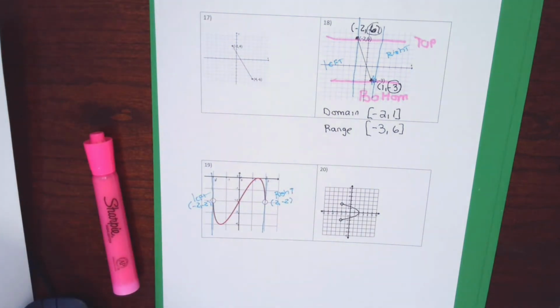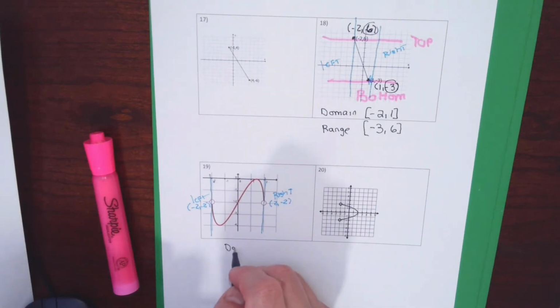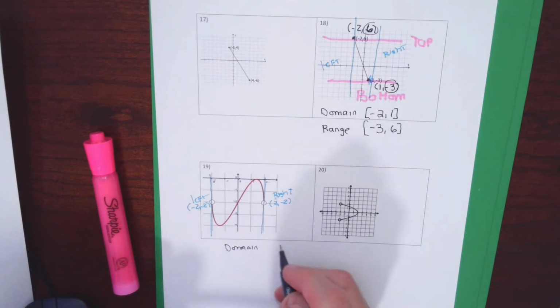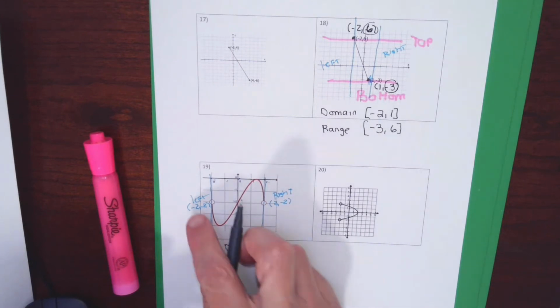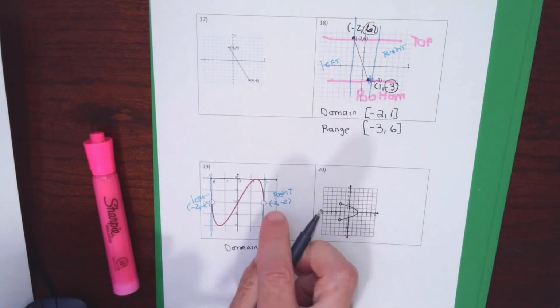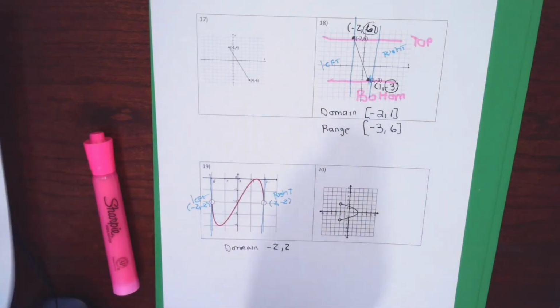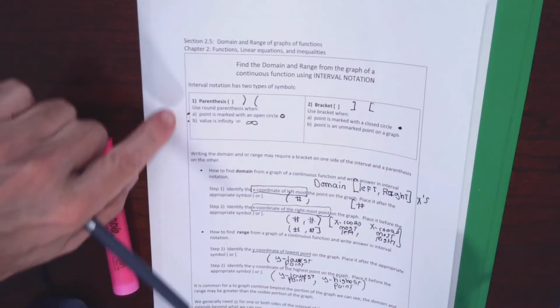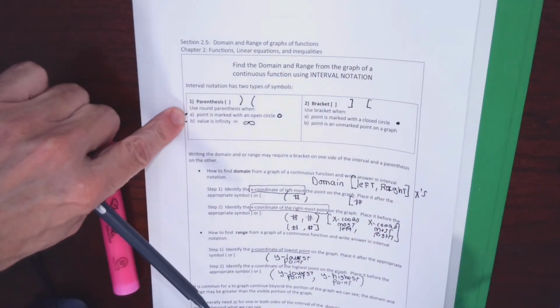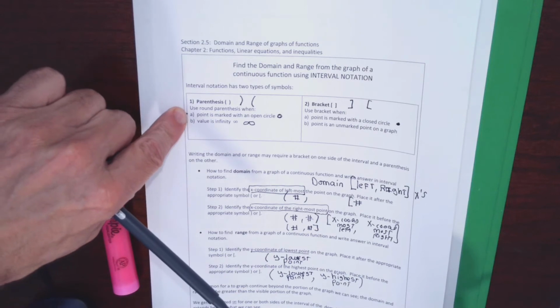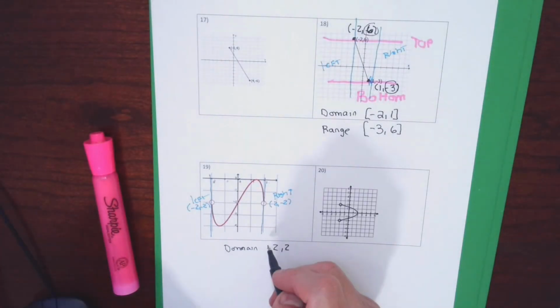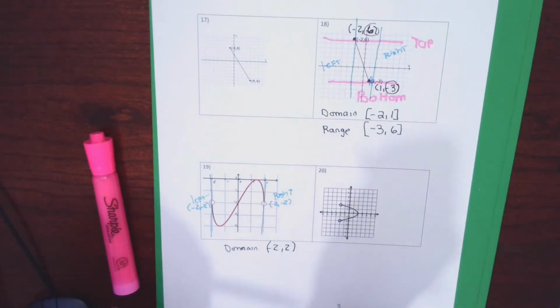So now I'm going to describe the domain. The numbers in my domain are the x coordinate of the left edge, which is -2, followed by the x coordinate of the right edge, which is 2, and a point marked with an open circle gets a round parentheses. Both of those points are marked with open circles. I get double round parentheses.